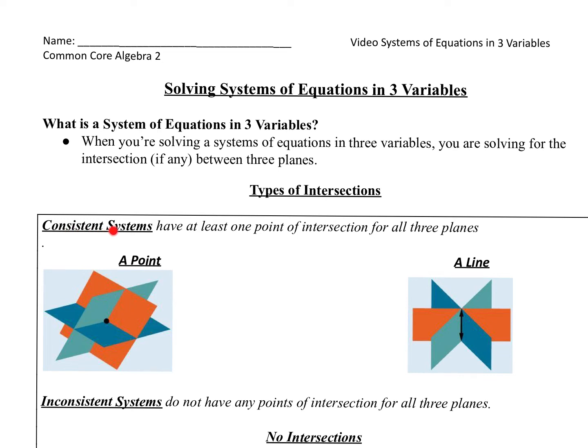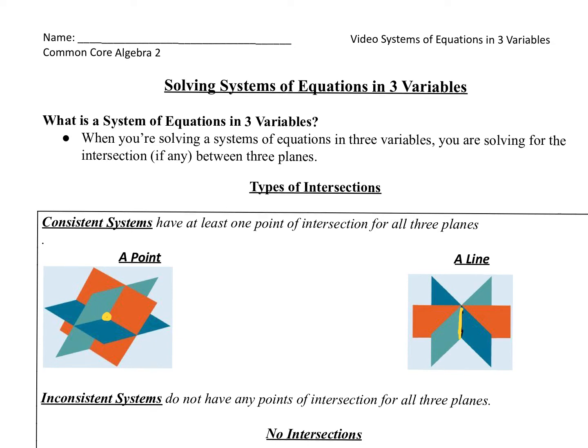So a consistent system has at least one point of intersection. So in this example, there's only one point of intersection. Right here in the middle is where all three planes intersect. We could have the planes intersect this way, right? Where they're intersecting at a line here.